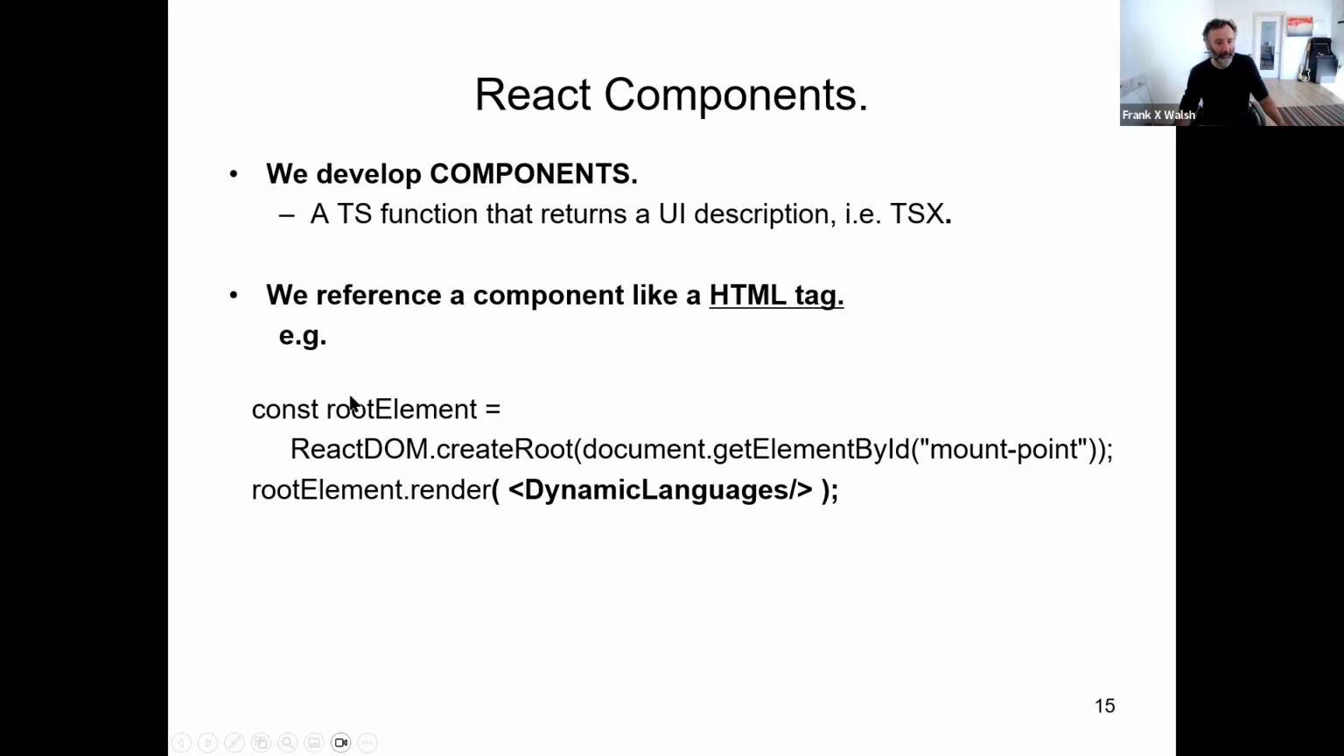Then, to put this component into our web application or web page, we use createRoot on the React DOM library. We specify a mount point in a web page, and then we can just render our React component on that mount point, a bit like what we just saw in the examples. So let me just show you a quick example of that.